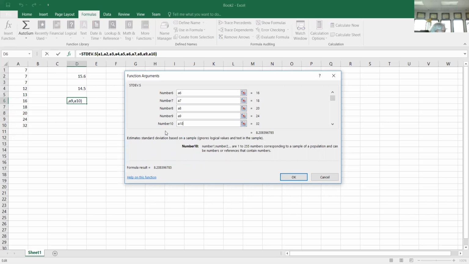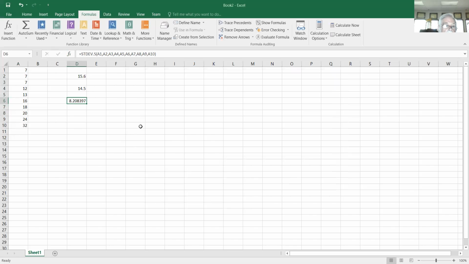All right. So now we want to know what the standard deviation is. Standard deviation is 8.2. All right. Makes sense? Okay. Variance is simply the square of the standard deviation. So you can easily calculate that.